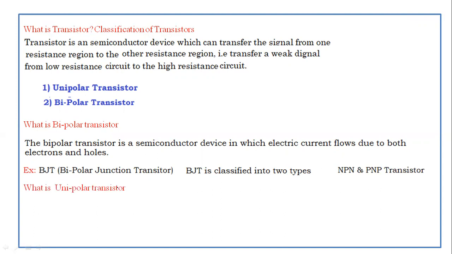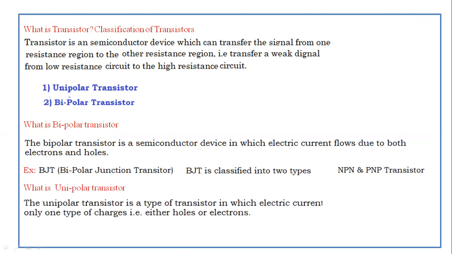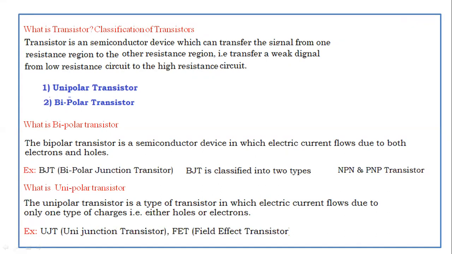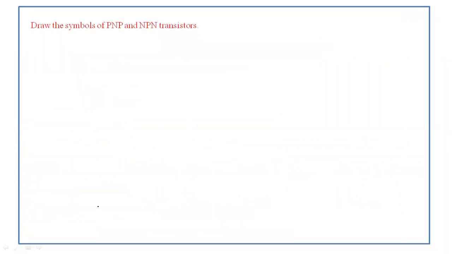Next, what is a unipolar transistor? The unipolar transistor is a type of transistor in which the electric current flows due to only one type of charge carrier, that is, either electrons or holes. The examples are the UJT, that is the unijunction transistor, and the FET, that is the field effect transistor. These are the examples of the unipolar transistor.